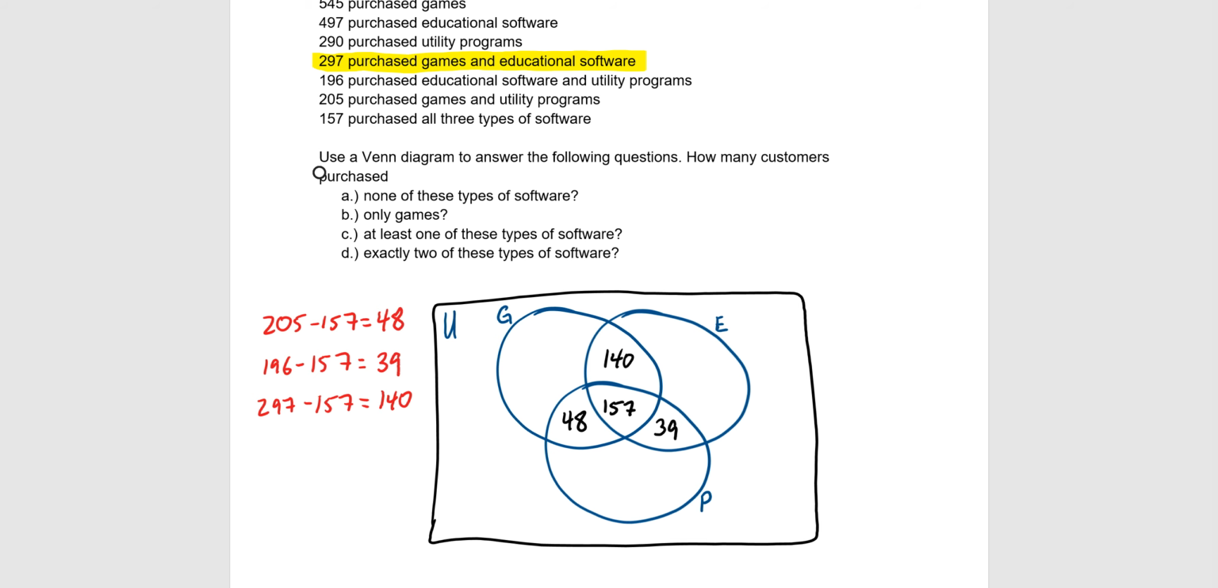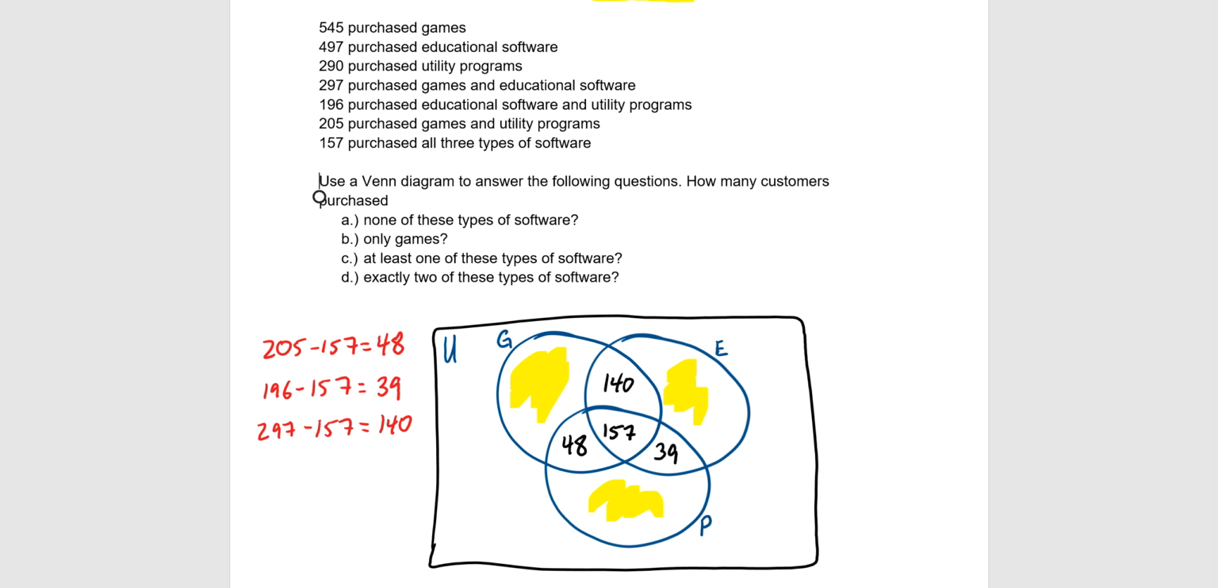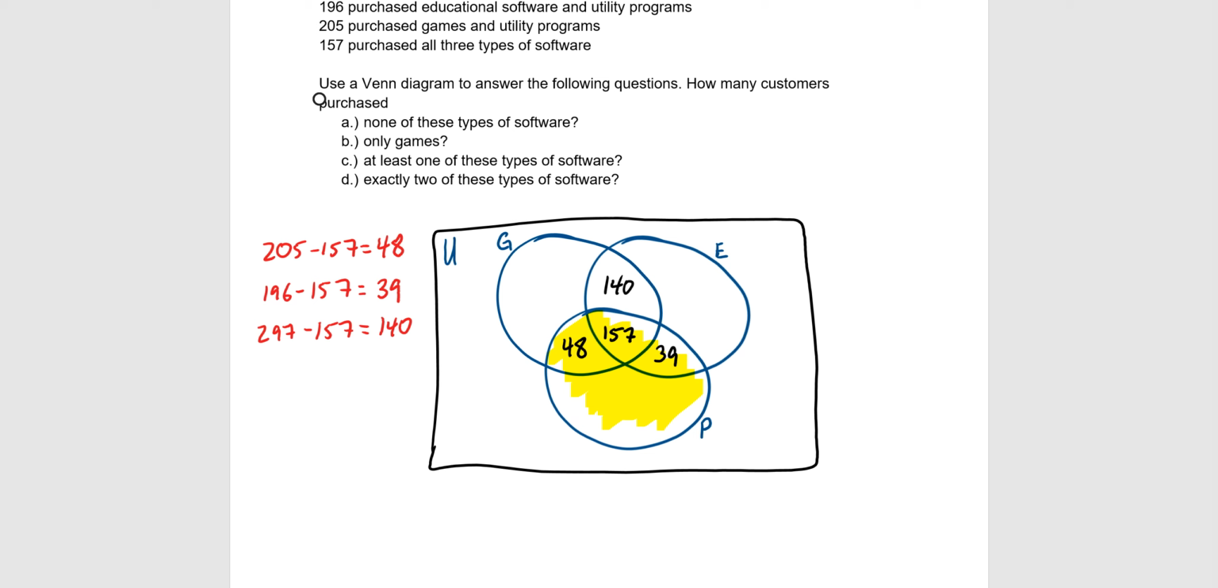Okay, so now we go to the next level up. The next level up is going to be here, here, and here. And we're going to use the next batch of information that we have. That's going to be 290 purchased utility programs. So we are dealing with the bottom circle here for set P, utility programs. Everything in this circle has to add up to 290. Since we already have three different numbers in there, we are going to subtract. Let me write it right here on the side. It's going to be 290 minus the 48 minus the 157 minus the 39. That's going to give us a value of 46. So 46 customers only bought utility programs and they bought nothing else.